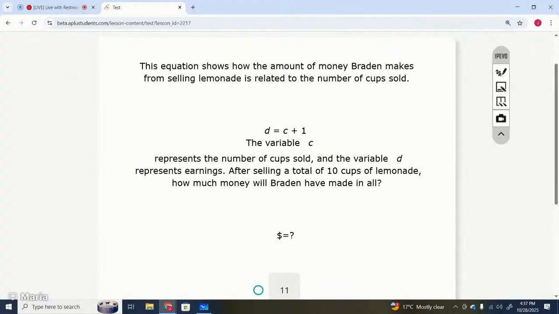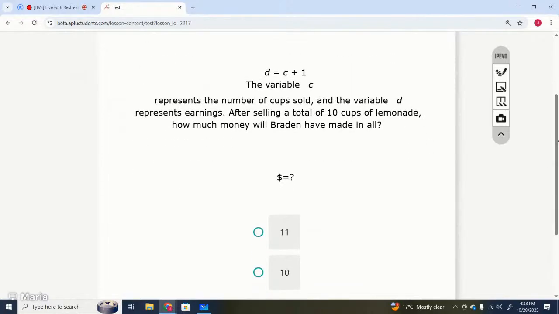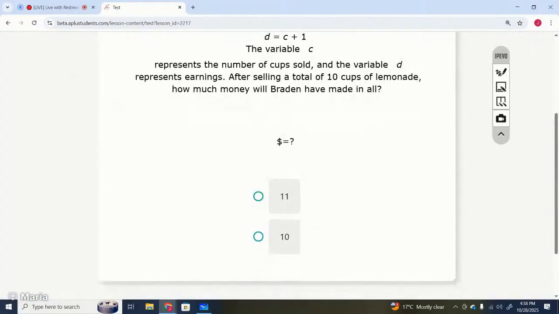This equation shows how the amount of money Braden makes from selling lemonade is related to the number of cups sold. D equals C plus 1. The variable C represents the number of cups sold and the variable D represents earnings. After selling a total of 10 cups of lemonade, how much money will Braden have made in all?